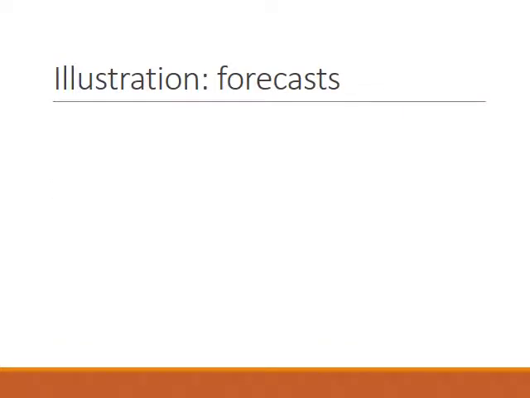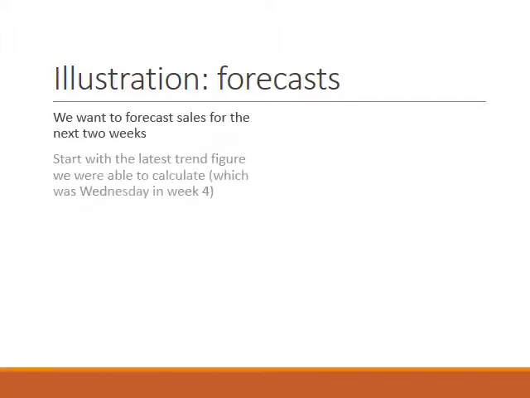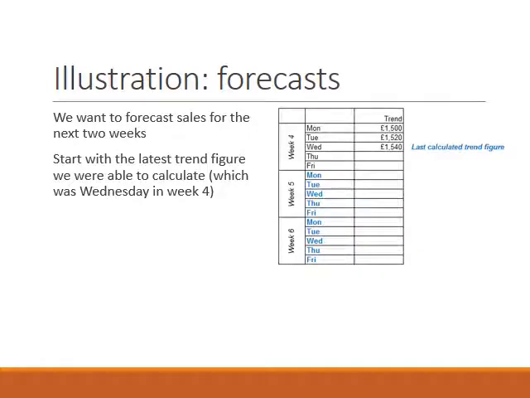So what can we do with this information? Well, what we're going to do is use it in order to forecast what our sales are going to be for the following 2 weeks. So we start with the latest trend figure that we were able to calculate. Now going back to our table, this was Wednesday in week 4.